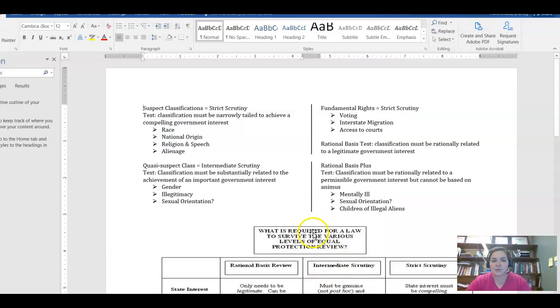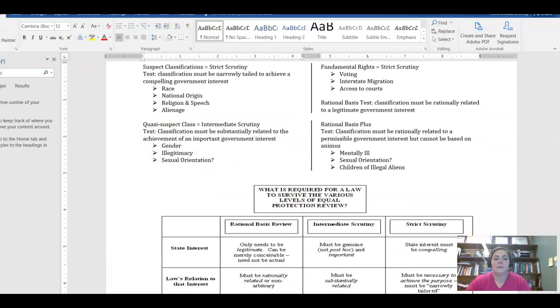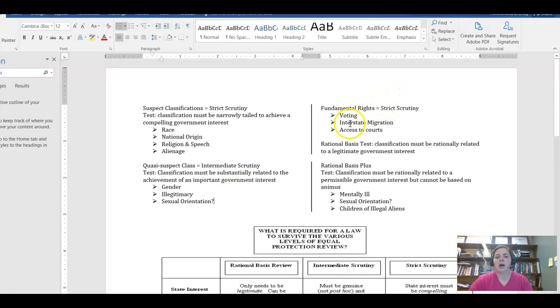And so I put this up on Canvas today, and I'll be adding this one too. These strict scrutiny rights are things like race, national origin, religion, speech, and alienage. These are all things that are kind of spoken to in the Bill of Rights and the 14th Amendment. The intermediate scrutiny: gender, legitimacy, maybe sexual orientation. I think that this could probably be shifted away though. Strict scrutiny also covers fundamental rights, things like voting and access to courts. Everything else is rational basis.